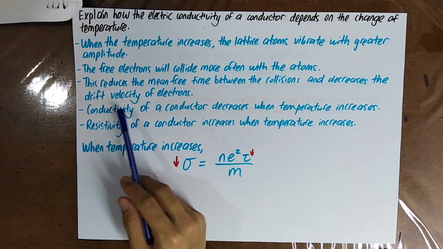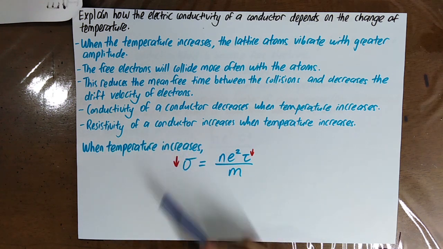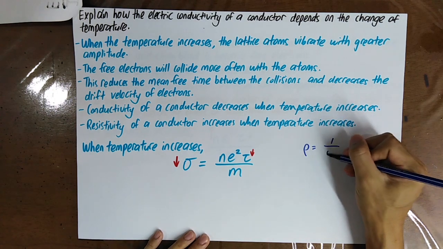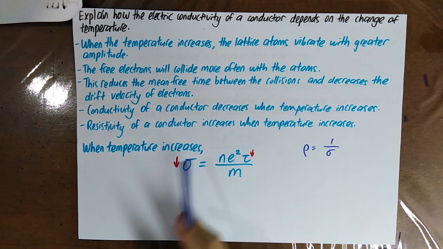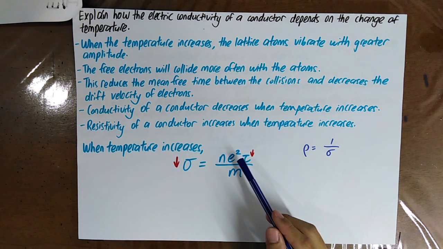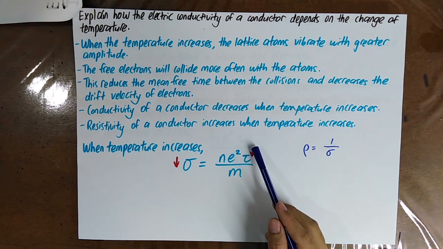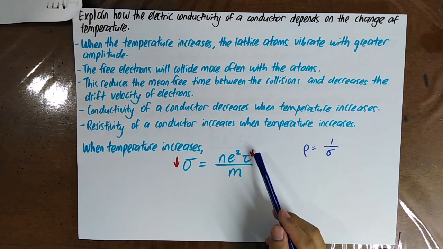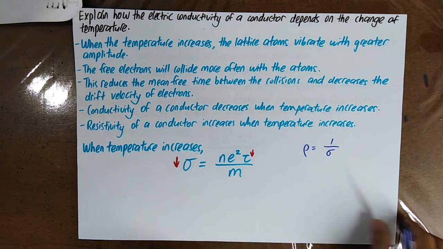Okay, when conductivity decreases, then the resistivity increases because you know that the resistivity is the reciprocal of the conductivity. So when temperature increases, the mean free time of the free electrons decreases, and then the conductivity decreases.